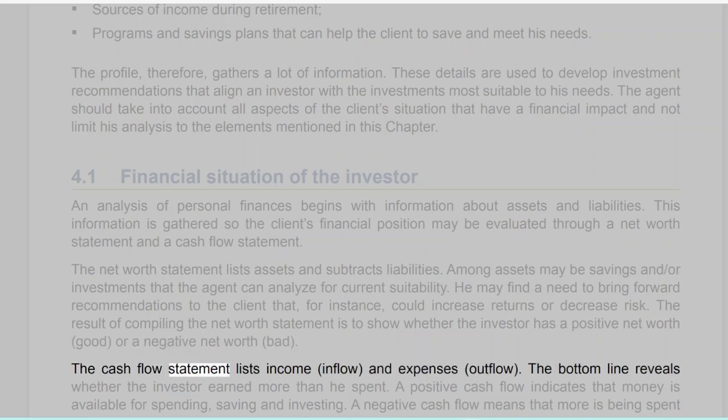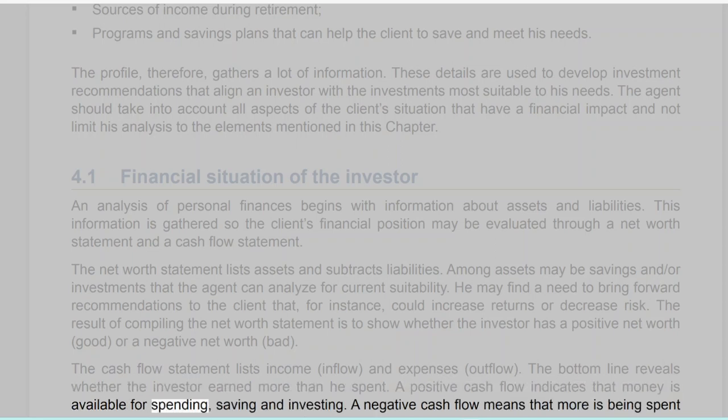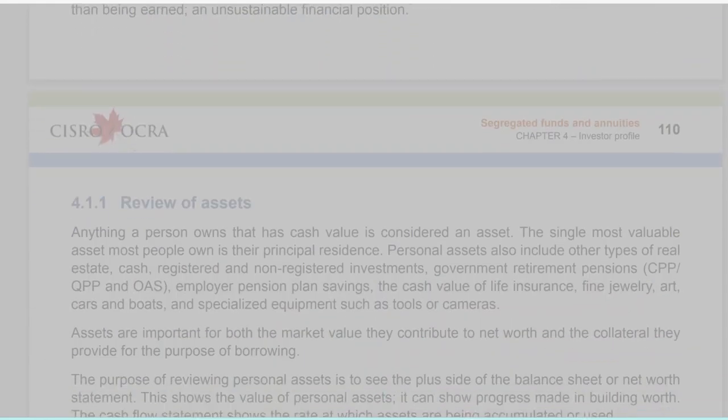The cash flow statement lists income (inflow) and expenses (outflow). The bottom line reveals whether the investor earned more than he spent. A positive cash flow indicates that money is available for spending, saving, and investing. A negative cash flow means that more is being spent than being earned, an unsustainable financial position.